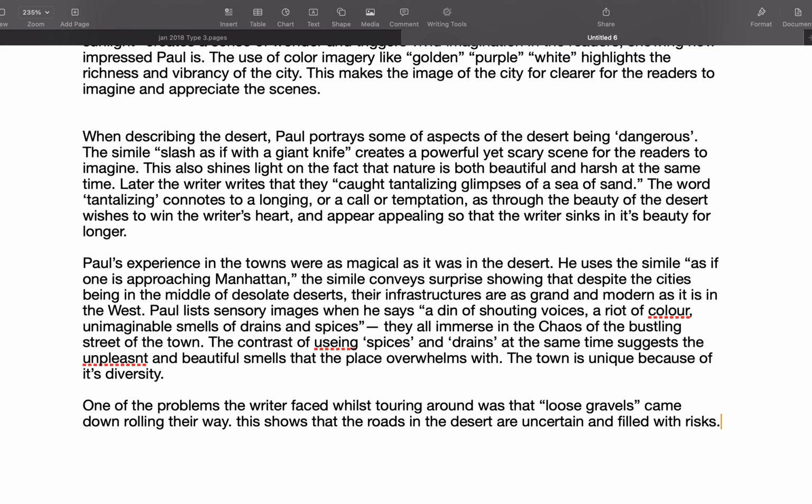But again, we're going to say something. Even though there lie risks, it is those risks that make the desert even more beautiful. That's a perspective I gave. If you want, you could change that. But I think it's a beautiful thing to say.